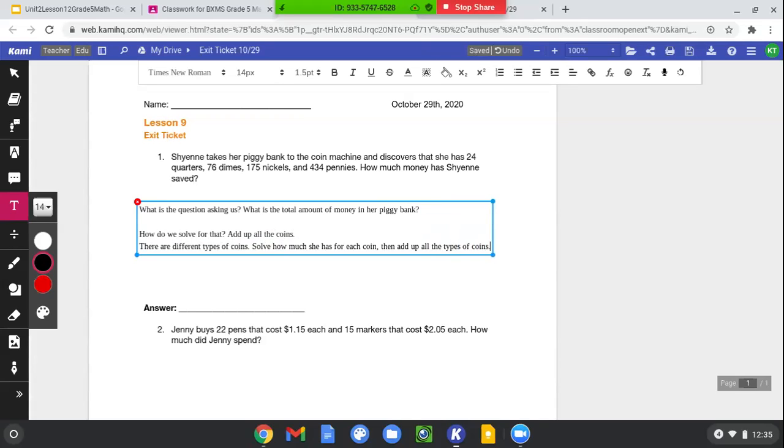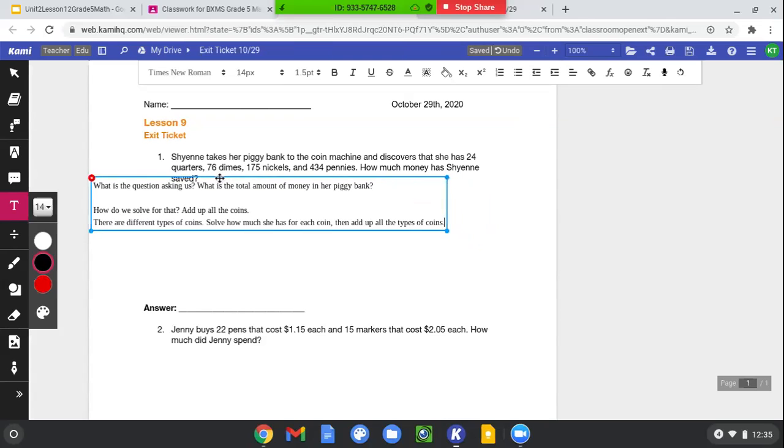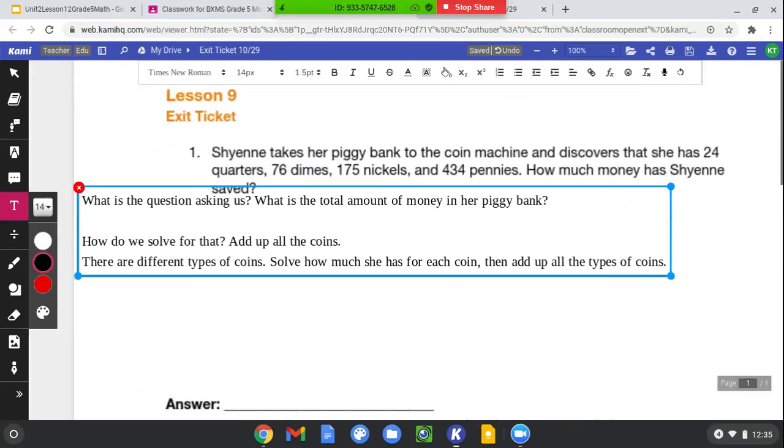So what I mean by that is that we need to figure out how many dollars is 24 quarters. And then we need to figure out how many dollars is 76 dimes. And we do that until we get all the coins and then we add them all up. So that is what the question is asking us. Let me zoom in there. Okay.